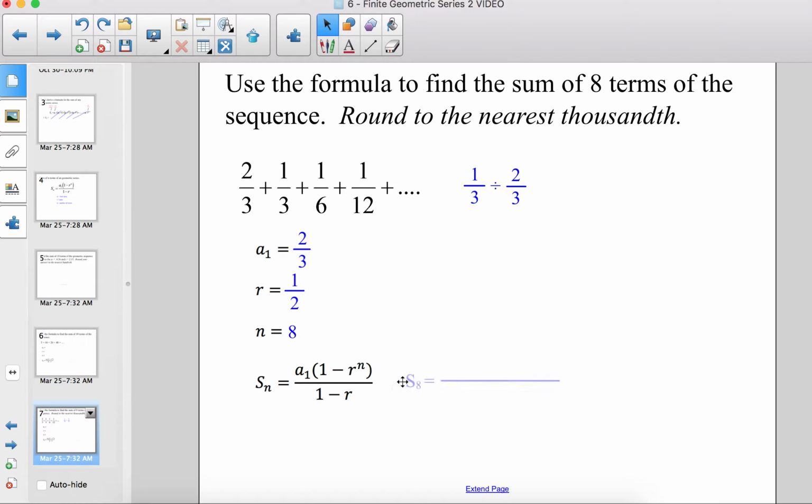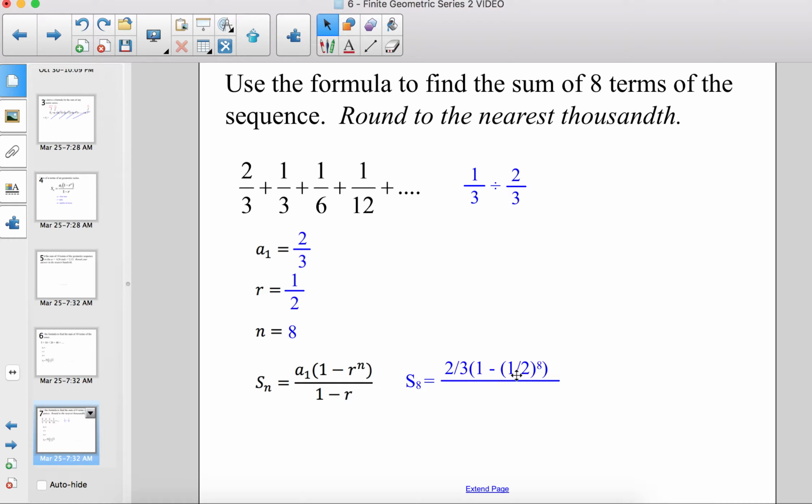So we're finding the sum of the first 8 terms. The first term is 2/3. Then 1 minus, now I think it's easier to type 0.5 in my calculator, so that's what I did. Oh, just kidding, I wrote 1/2. But if I were you, I'd write 0.5. Otherwise, notice I did in fact put these parentheses here, because to raise the whole 1/2 to the 8th power, you have to put parentheses around that.